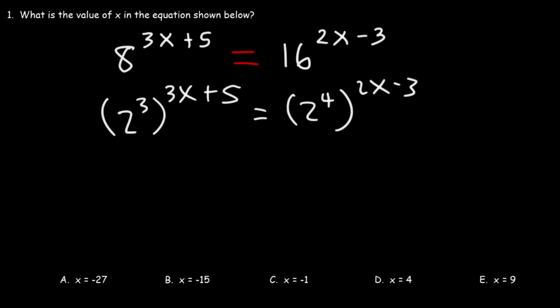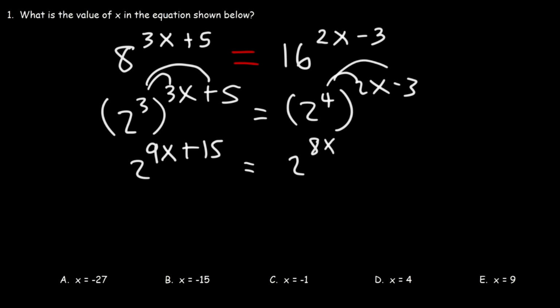So now, what do we do when we have an exponent raised to another exponent? In this case, we need to multiply. So let's multiply 3 by 3x plus 5. 3 times 3x is 9x. And then 3 times 5 is 15. Now let's distribute the 4. So 4 times 2x is 8x. 4 times negative 3 is negative 12.